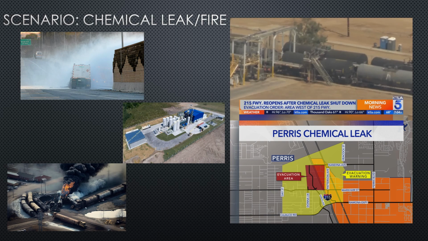On the right side, we see photos of a chemical leak that happened 2 years ago in the city of Paris, involving chemicals that were leaking from a train and almost caught on fire. In the bottom left-hand side, we see an incident that occurred in Palestine, Ohio, and in the top left corner, one that happened on the 60 freeway in the city of Hacienda Heights. It was a truck carrying rocket fuel, which also caught on fire, and they had to evacuate about 2 square miles.